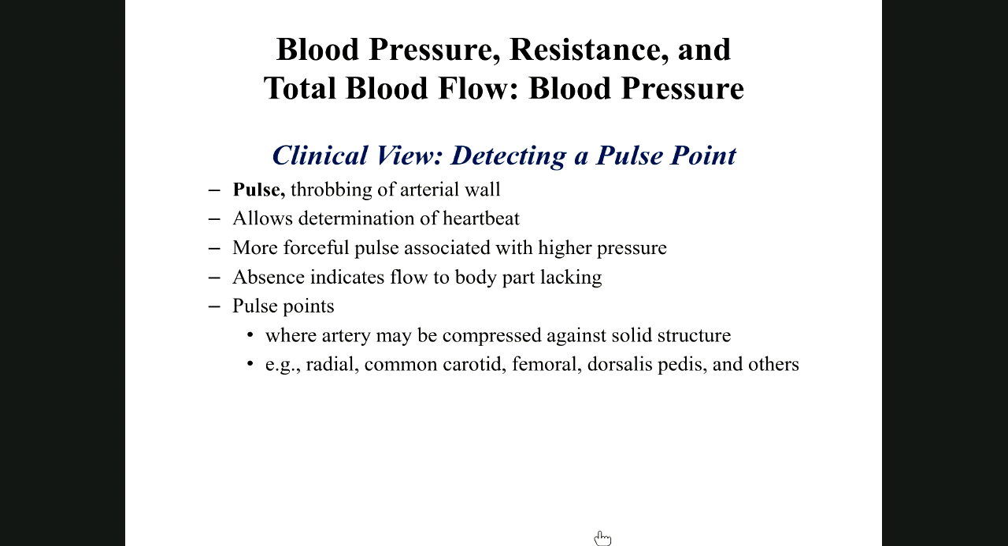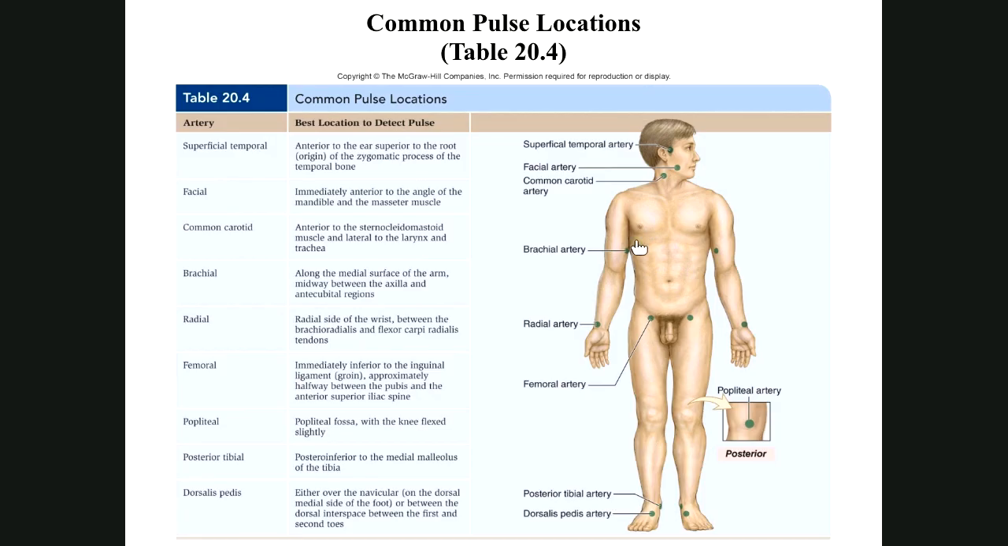Detecting a pulse, as I mentioned, we can detect by compressing a blood vessel against a solid surface. Usually it's a bone. So here, for example, we see several different pulse points on this individual. Usually we check it at the radial artery, and usually we check blood pressure at the brachial artery, right? And there are other places, all these different regions, where you could also detect your pulse.